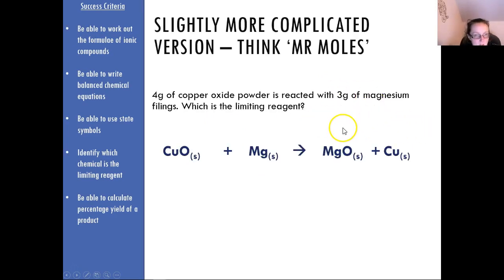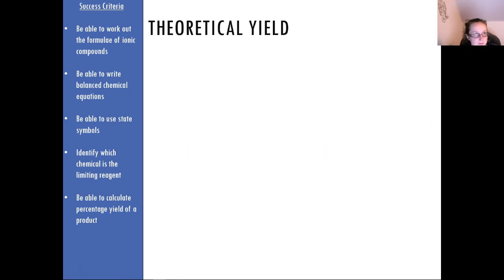So have a little go at it. See if you can work out how many molecules are copper oxide, how many of magnesium, so which is the limiting reagent. Again, we'll have a look at this one when I see you next.